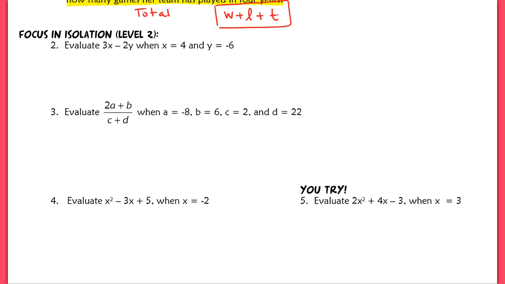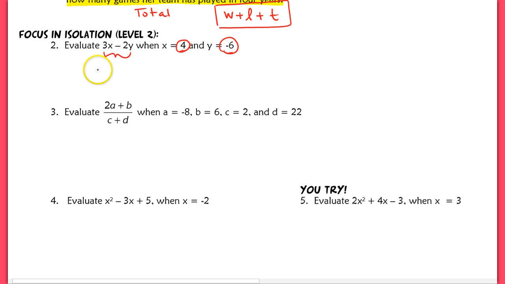Okay, next up we have these focus and isolation questions. So these are testing our focus skill. We're asked to substitute these quantities here into this expression. So it says evaluate 3x minus 2y when x is equal to 4 and y is equal to negative 6. So we want to know what this is equivalent to if we were able to plug these values in to this particular expression. So what we have to be careful about is that we are using the right operations, but also that we're plugging in the right number for the particular variable.